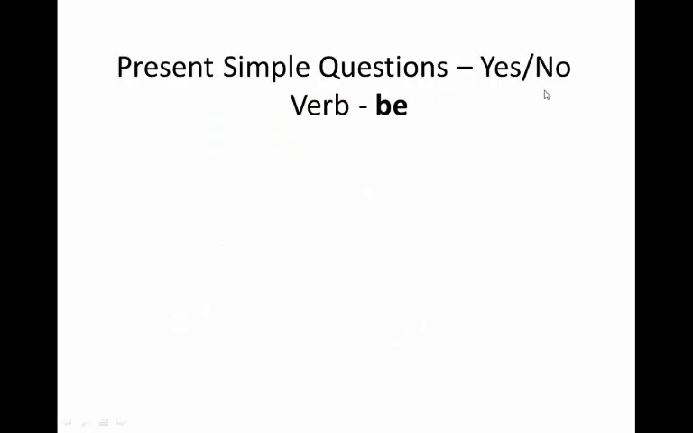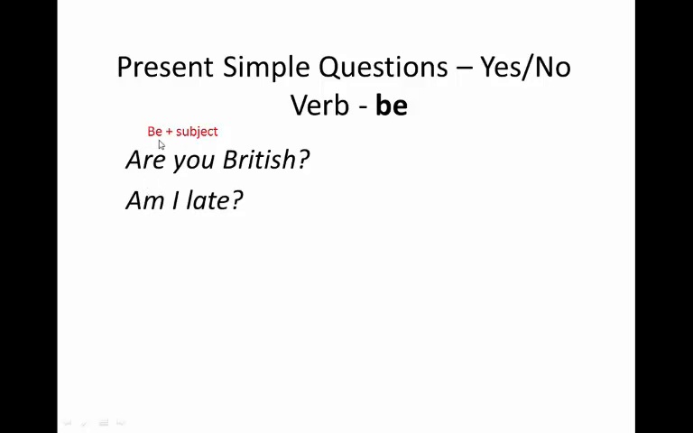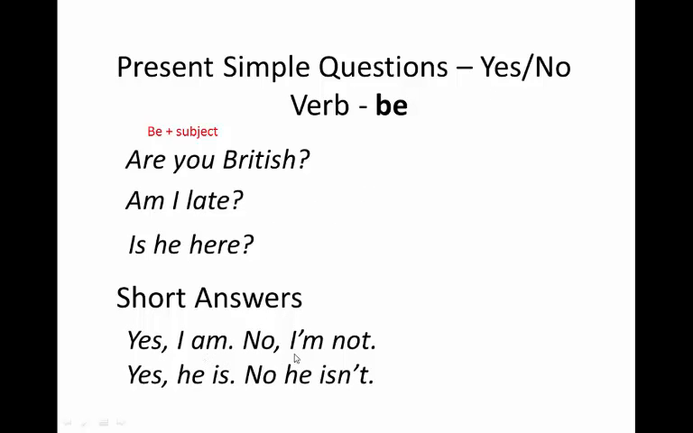The question for be, again, is a little bit different. There's no do. Are you British? Be and the subject is all we have. Am I late? Be and the subject. Is he here? Be and the subject. The short answers for present simple questions would be yes I am, no I'm not, yes he is, no he isn't, yes we are, and so on.